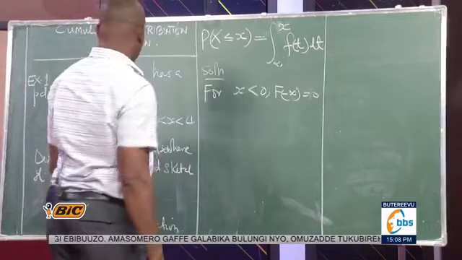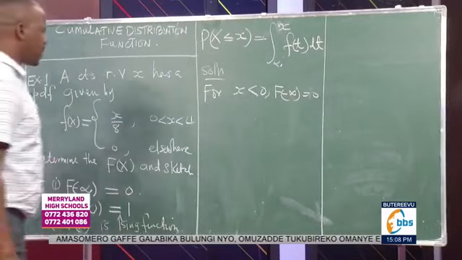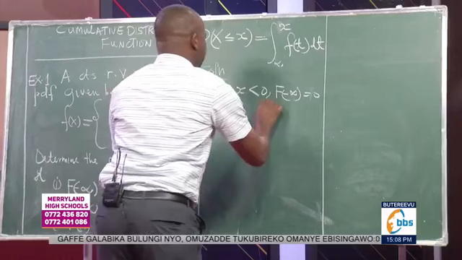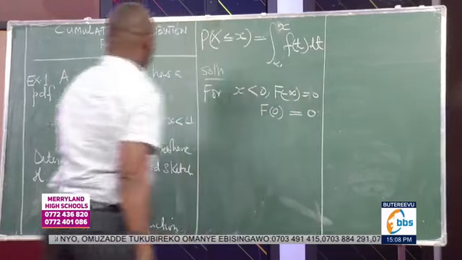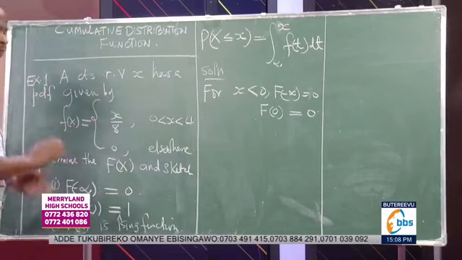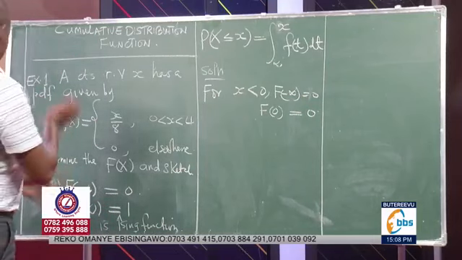This implies that if we look at the question at hand, we are saying that F of 0 here is 0, since the lower limit is 0.